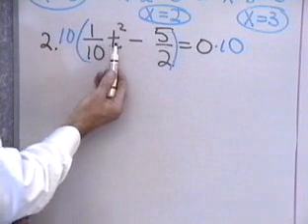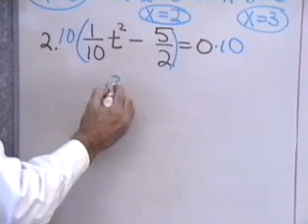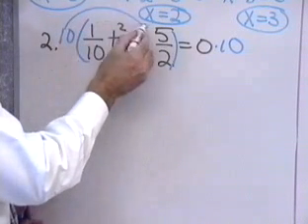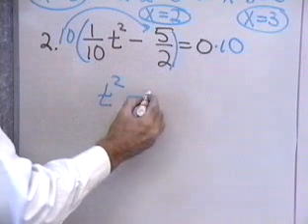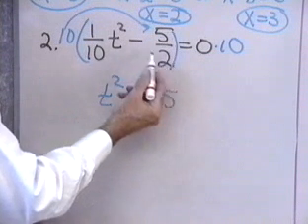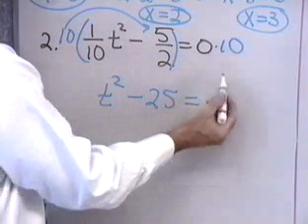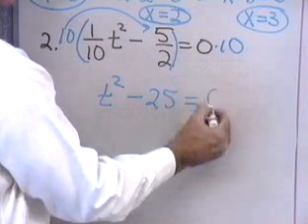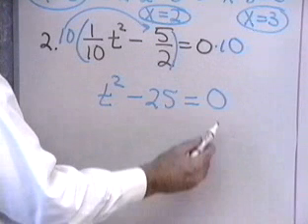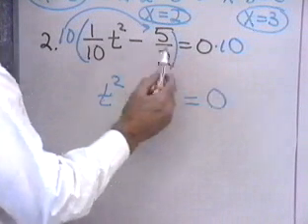10 times 1/10 t squared is simply t squared. 10 times 5 halves will be 25, because 2 divides into 10 5 times, times 5 gives me 25. And then look, on the right side, 10 times 0 is still 0. So this stays in standard form when I multiply both sides by 10.